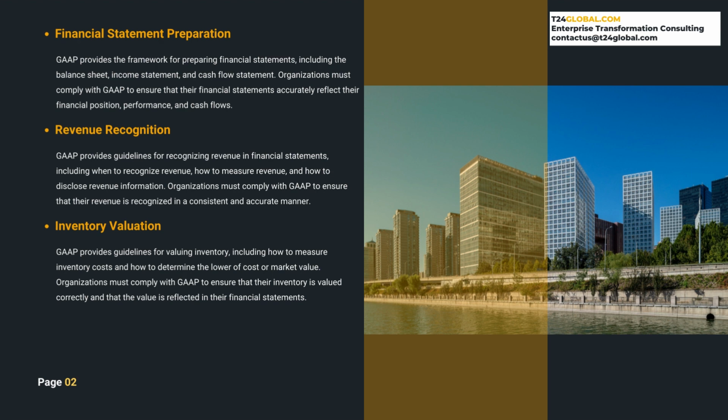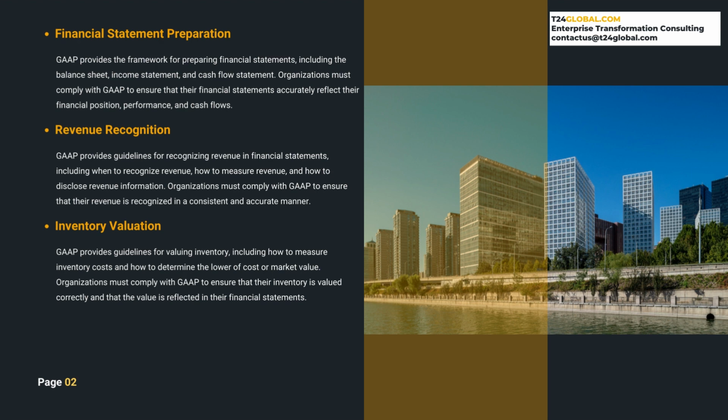2. Revenue recognition. GAAP provides guidelines for recognizing revenue in financial statements, including when to recognize revenue, how to measure revenue, and how to disclose revenue information. Organizations must comply with GAAP to ensure that their revenue is recognized in a consistent and accurate manner. This is important for businesses as it ensures that revenue is reported correctly, which can impact tax obligations and affect investor decisions. For example, if a business recognizes revenue too early, it may inflate its financial results and mislead investors.